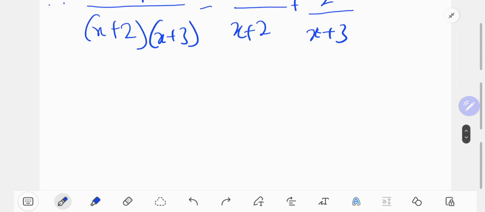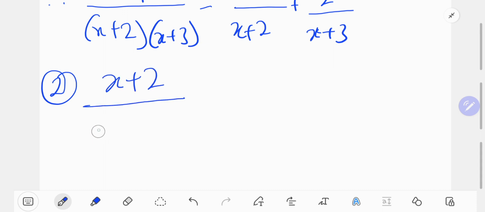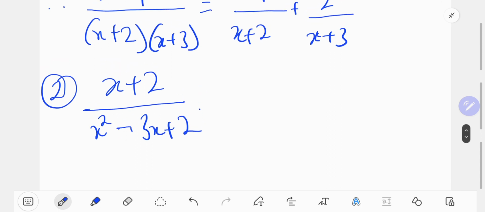Now for the second question, let's try this. So number 2, I'm just making questions up. Let's say x plus 2 on x squared minus 3x plus 2. Now if you check the denominator, it's been given in a quadratic form, right? But that doesn't necessarily mean it falls under quadratic factors. You have to check to see whether you can actually factorize the denominator. So yes, we can factorize the denominator in this instance.